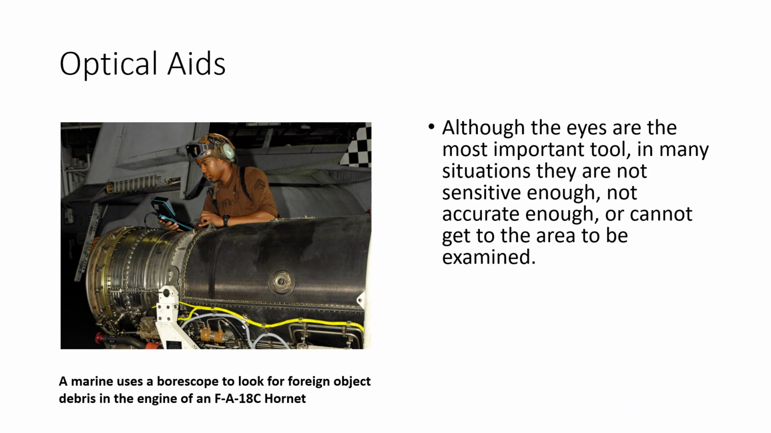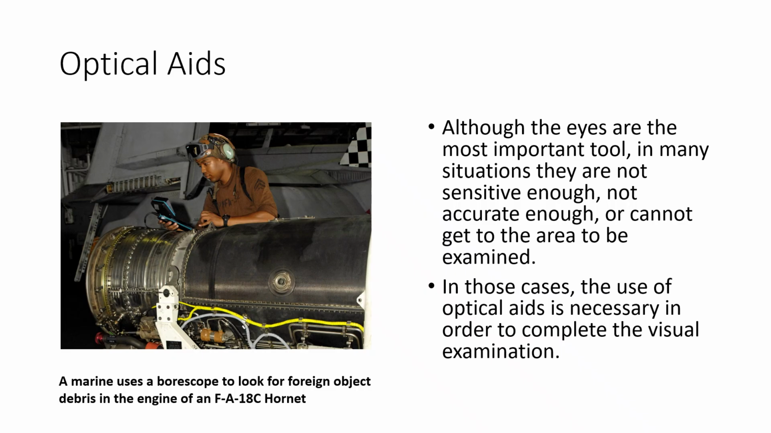Even though the human eye is the most important tool, maybe sometimes it's not sensitive enough or accurate enough, or you can't look at what you're trying to look at. You don't have a straight shot at it. So we'll use optical aids to help us out when we're doing visual inspection. And once again, in those cases, optical aids are necessary to get the visual examination completed.